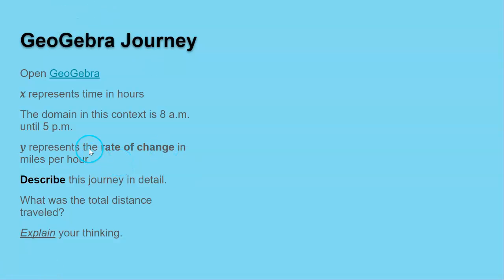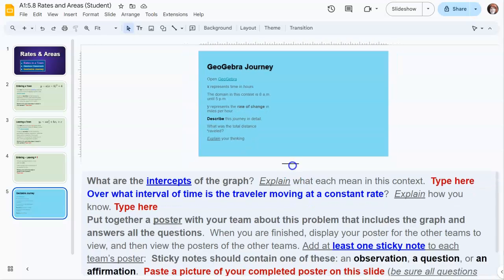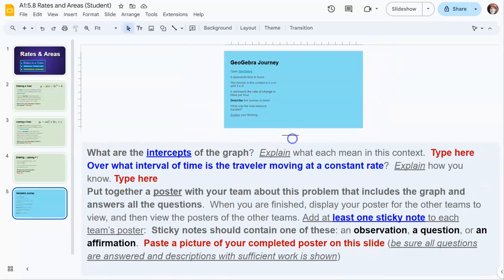So the domain is 8 a.m. till 5 p.m. The y is the rate of change in miles per hour. So these are hours and miles per hour. Describe this journey in detail, and what is the total distance traveled? Explain your thinking. Now, for the poster project, I've given them extensive directions in their show notes. So I'm going to pull these up so you can see them.